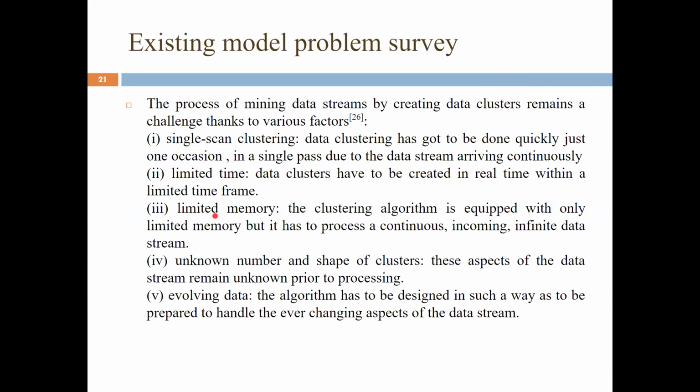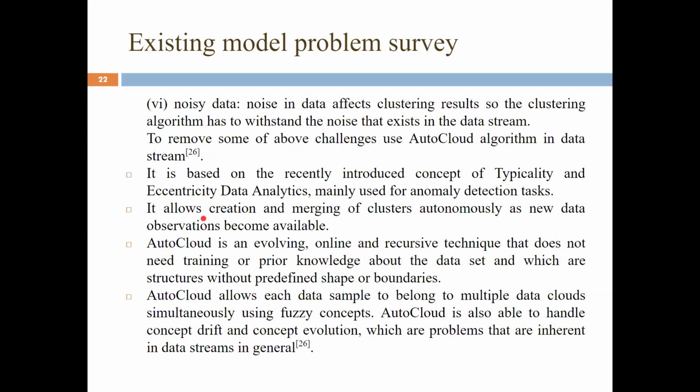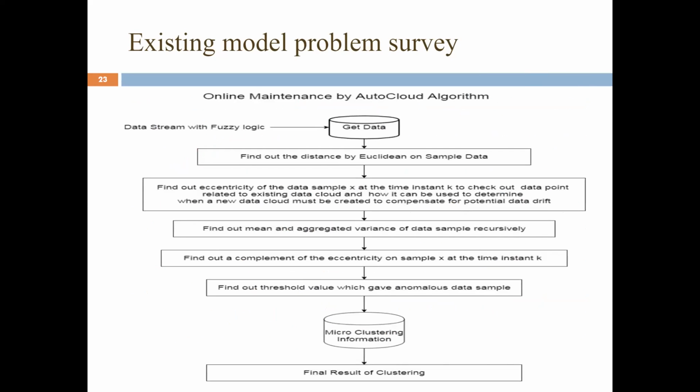So that is the literature review, and from that literature review, we have some existing problems: single scan clustering, limited time, limited memory, unknown number of clusters, evolving data. Then there is noisy data. Those are the problems I can find in my survey. There is one particular algorithm known as the AutoCloud algorithm. This AutoCloud algorithm uses a data architecture, and according to them, they use Euclidean distance on sample data and they can find some results.